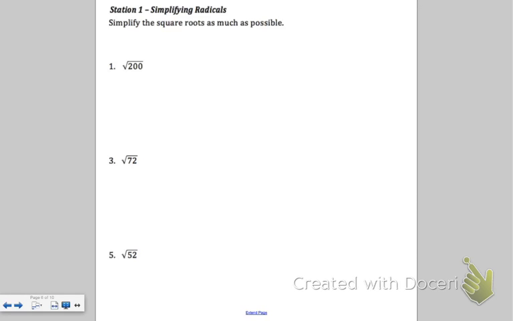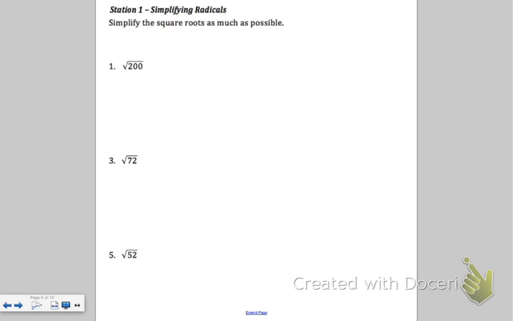For the first part of this video, I'm going to go over numbers 1, 3, and 5, so the odd numbered problems in station 1, where we're simplifying radicals. And I'm going to go through each example very slowly, so feel free to fast forward at any point. I'm not going to show you just with the largest perfect square. I'm going to show you at least 2 ways to simplify each of these radical numbers.